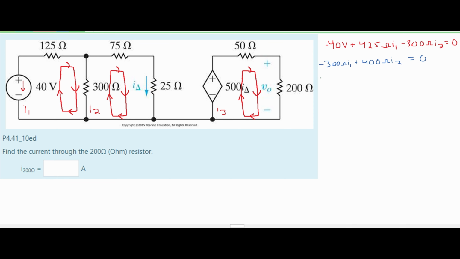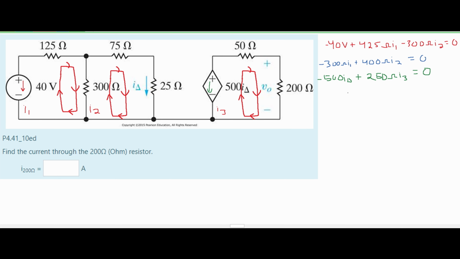We're going to look at I3 now. So we have a voltage right here going this way. It's 500 I delta, so we're going to have 500 I delta here. Since it's going in the opposite way, it's going to be a negative 500 I delta. We're going to add all of our resistors together, so we're going to get 250 ohms of resistance, and this is for our I3. It's not up against our I2 or our I1, so we don't really need to put anything there. And this is set equal to 0.